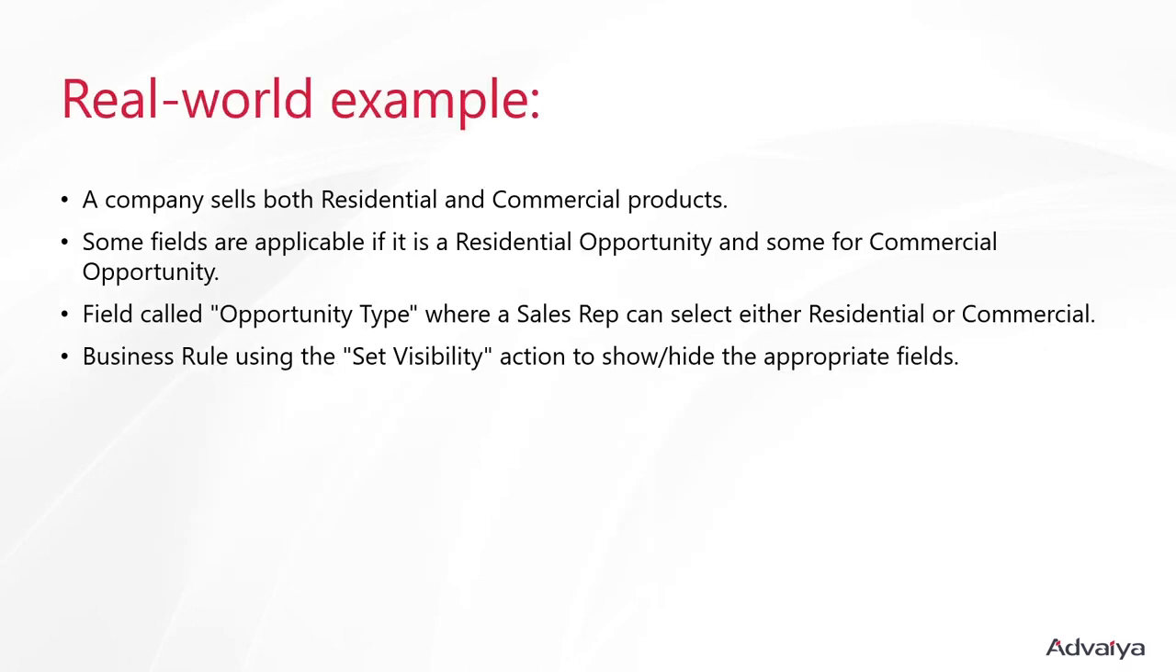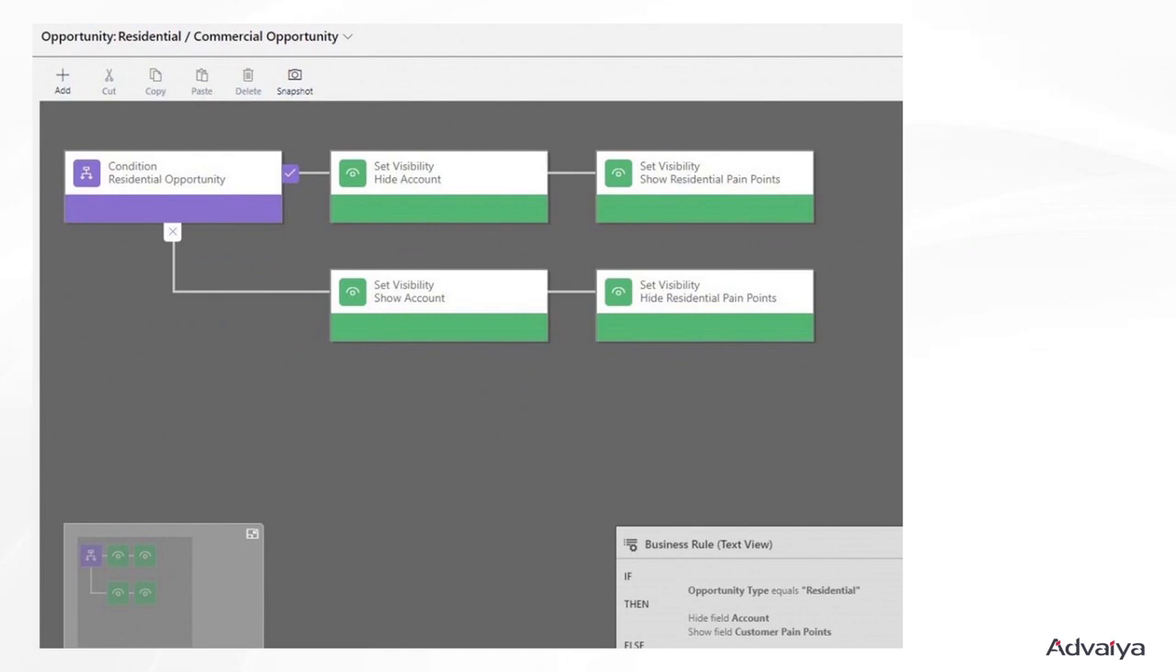In my experience, I use show fields and hide fields quite often. Here is a real-world example which I have worked upon. A company sells both residential and commercial products. On the opportunity form, there are some fields that are applicable if it is a residential opportunity, and there are other fields that apply only for a commercial opportunity. I have a field called opportunity type where a sales representative can select either residential or commercial. I can configure a simple business rule using the set visibility action to hide the appropriate fields.